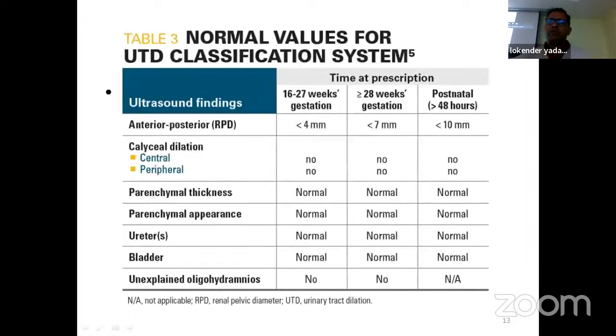The normal values under the UTD classification are an anteroposterior diameter of less than 4 mm up to 27 weeks of gestation, and less than 7 mm at 28 weeks of gestation or more, and in the postnatal period less than 10 mm. There should be an absence of any calyceal dilatation, and the parenchymal thickness and appearance should be normal. The bladder and ureter should be normal, and there should be no unexplained oligohydramnios in the prenatal period.